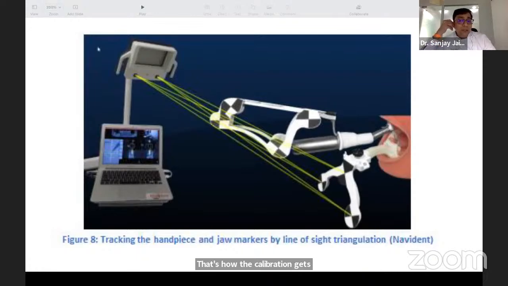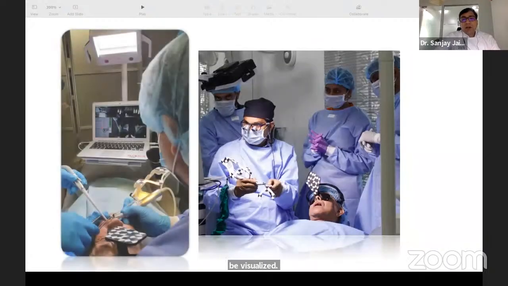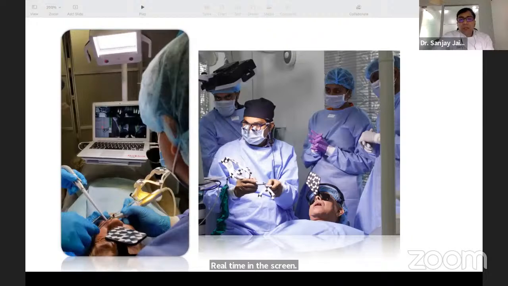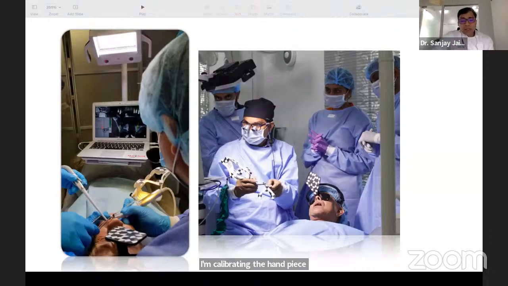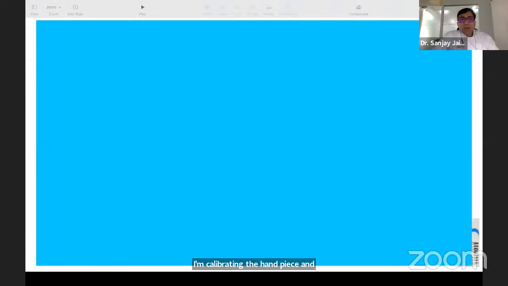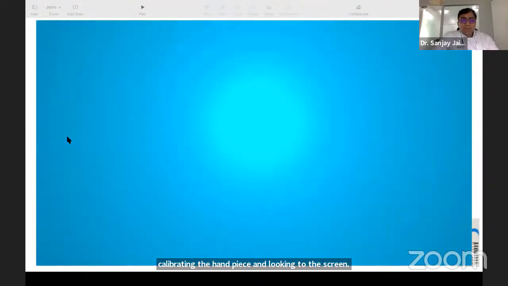That's how the triangulation is complete, and that's how every drill that goes into the mouth can be visualized in real time on the screen. So this is how we work. I'm making the patient wear a headgear, I'm calibrating the handpiece, and I'm looking at the screen, and that's how we go ahead. Okay, so let's go through our first video.